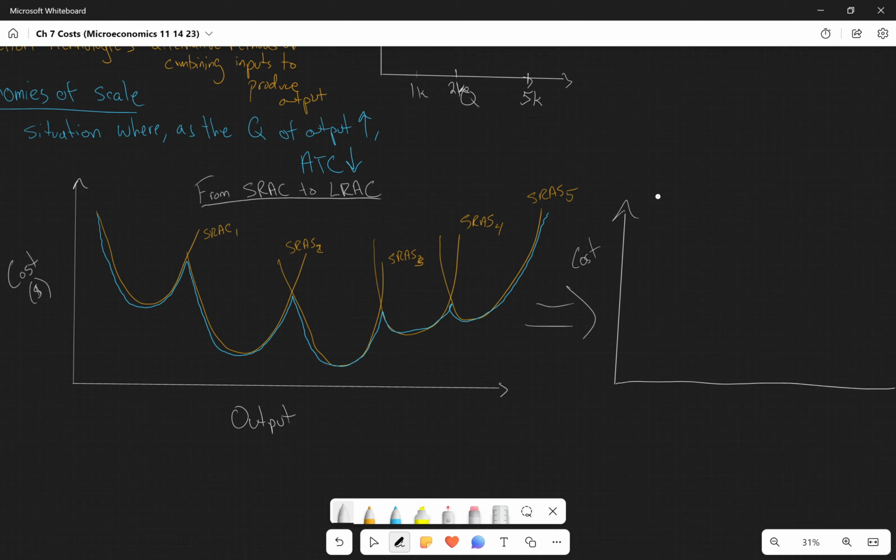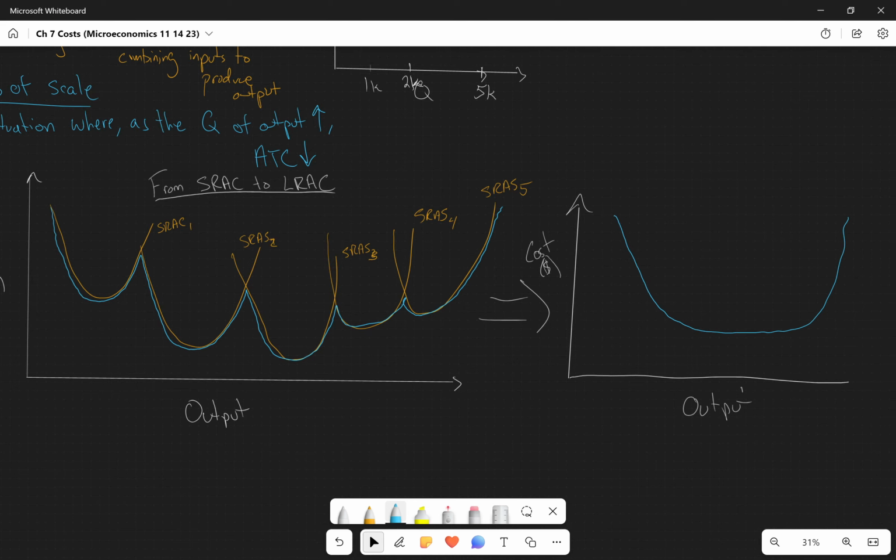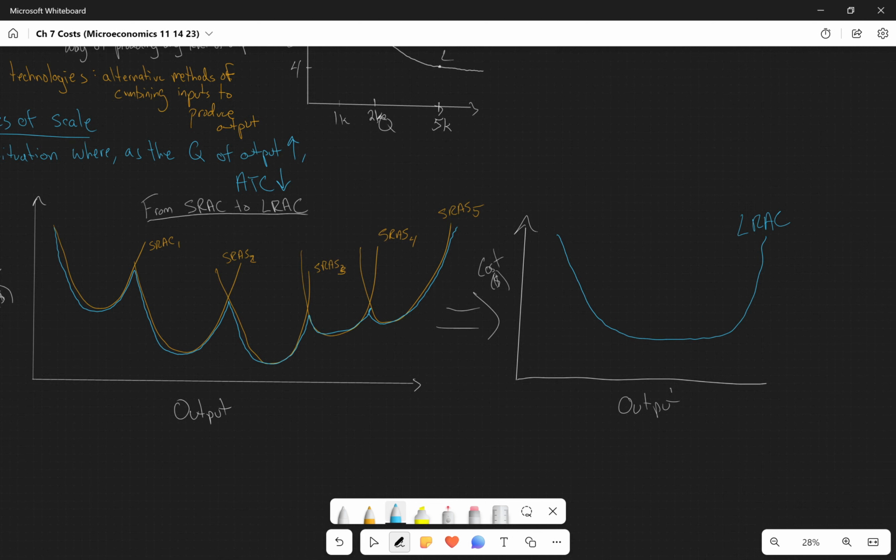Where we got cost, we've got output, and we have a situation like this. So we take the outer envelope of those short-run average cost curves, we smooth them out to create a long-run average cost curve. And in this particular long-run average cost curve, we actually have 3 different ranges that are important. So we have 3 different ranges that are important here.